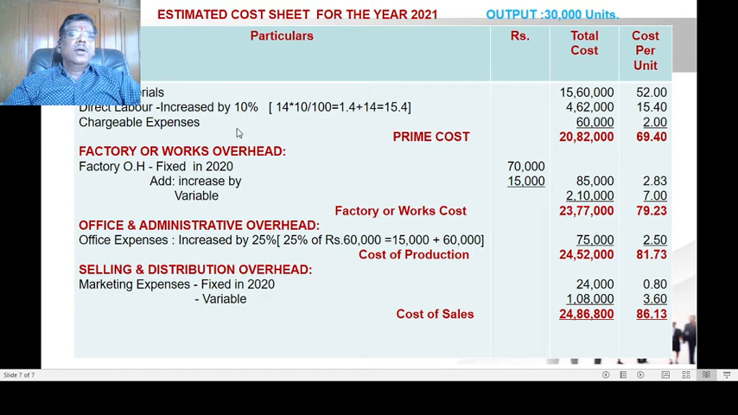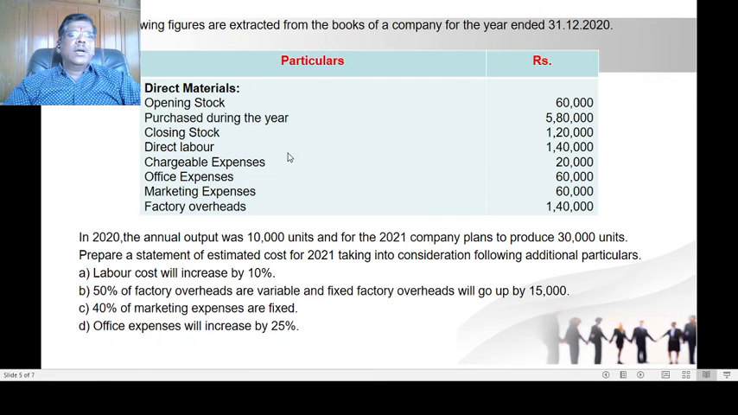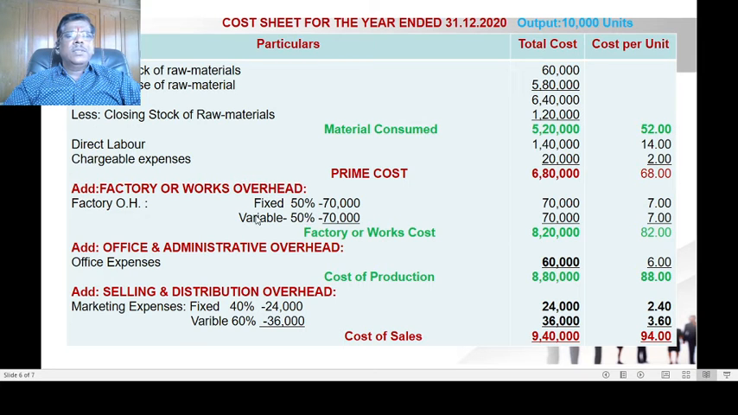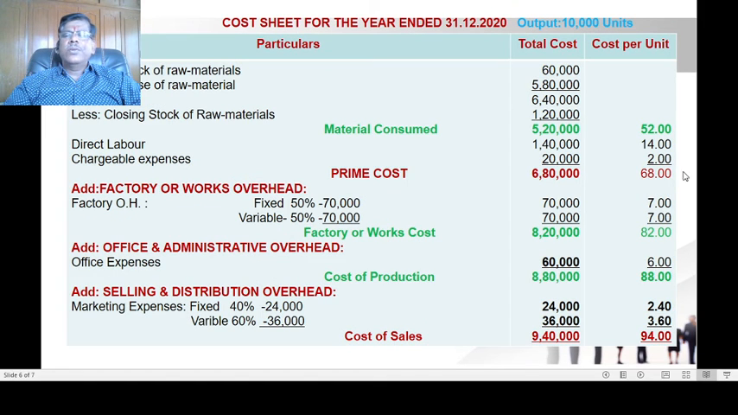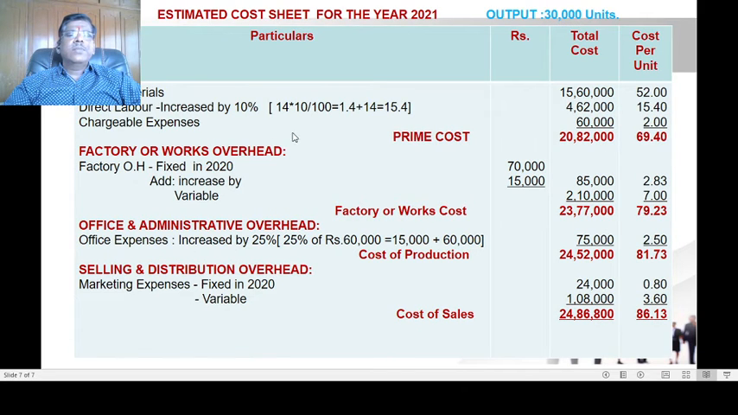Then direct labor. According to the instruction, labor will be increased by 10%. Actually, the per unit cost in the year 2020 is 14 rupees. 10% means 14 rupees into 10%, you will get 1.4. Then plus 14 rupees, you will get 15.4 per unit labor cost. Into 30,000, you will get 4,62,000.